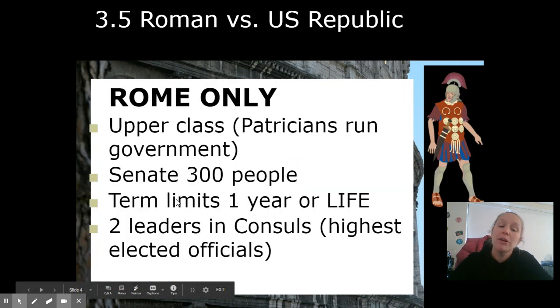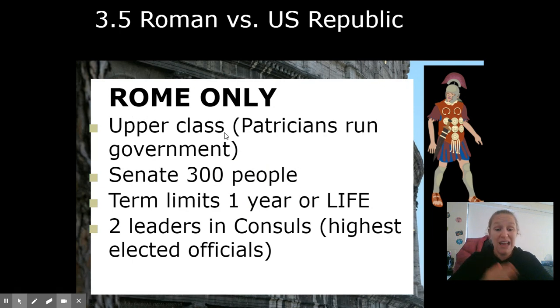All right, so now we're going to go to differences. Some things that were only in Rome. One, they have two identified classes of people. They have their patricians, which we know are A-class people, and they have their plebeians, which are the B-class people. Their Senate has 300, we have 100. Their term limits are 1 year or life. So remember that Senate is life, where every other term in ancient Rome is 1 year. And then they have two leaders. So kind of like having two presidents, not a VP and a president, but two equal leaders, right? So those are some ways that we are different.